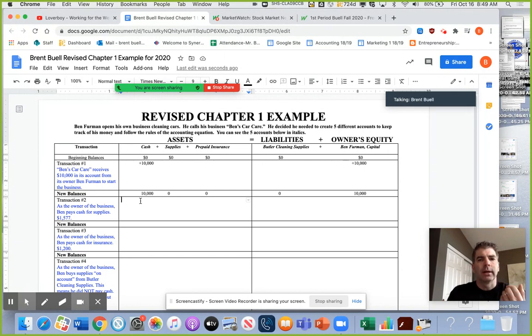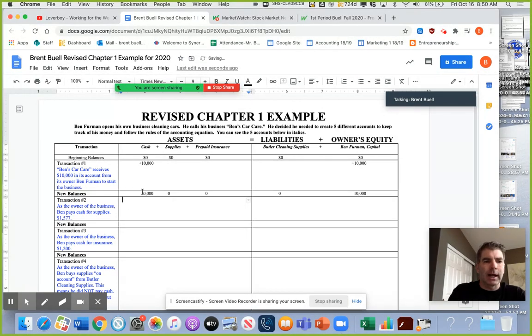All right, the next one says, as the owner of the business, Ben pays cash for supplies, $1,577. So he's now created a bank account. Now he says, all right, I gotta start buying some supplies before I can go out and say, hey, I want to clean cars. So his next step is to go get some supplies, whatever it might be, water, buckets, okay, whatever. So remember now, you look at this transaction and we say, it's gonna affect 2 of these 5. It's always gonna affect 2 of them. Your job is to pick out which 2. Well, that literally says them right there. It's cash and supplies.